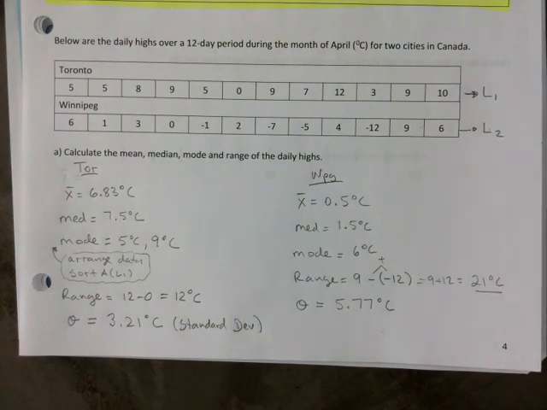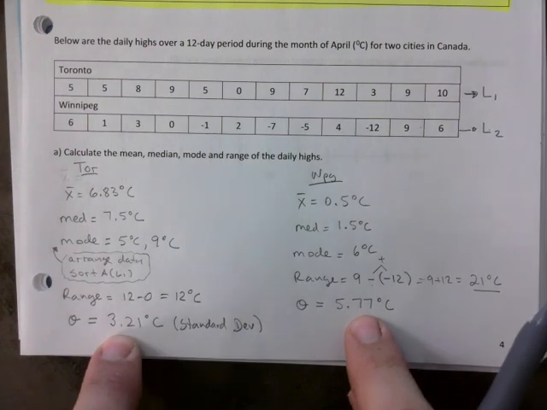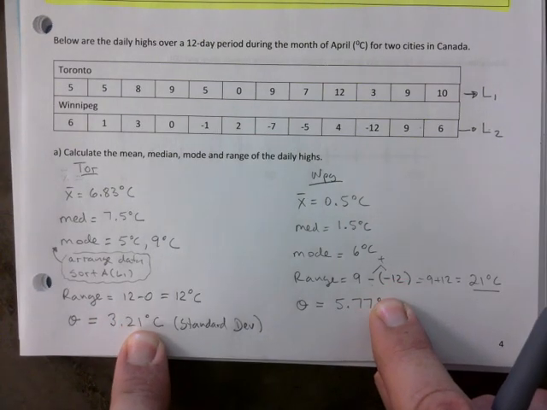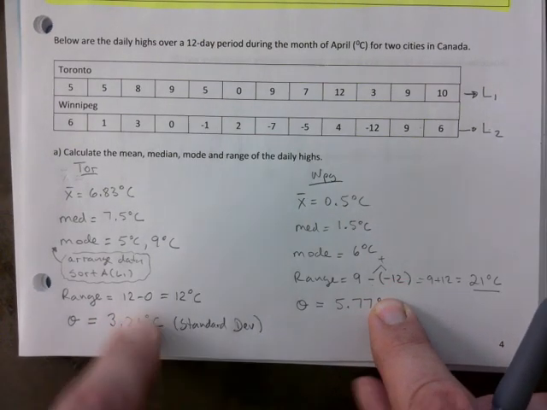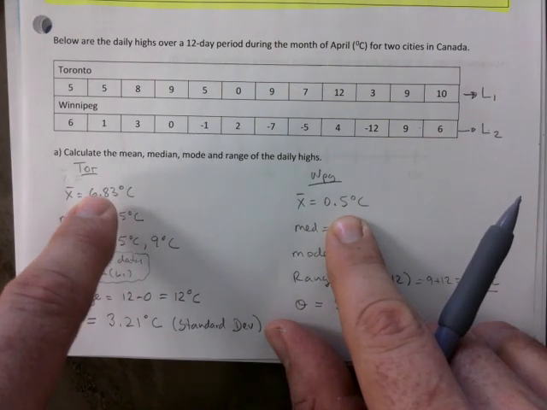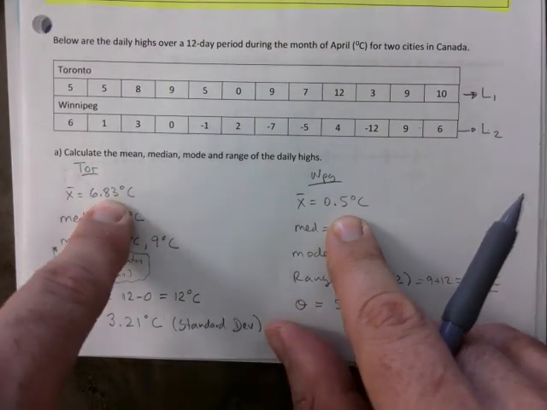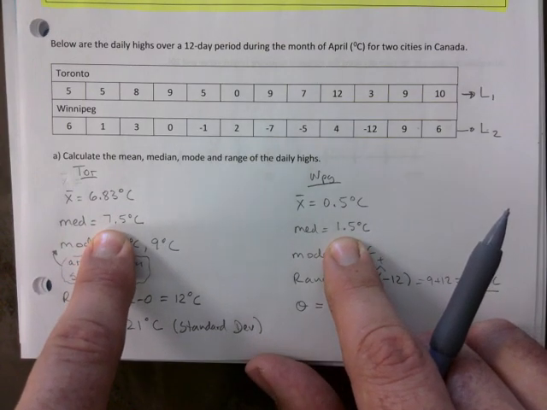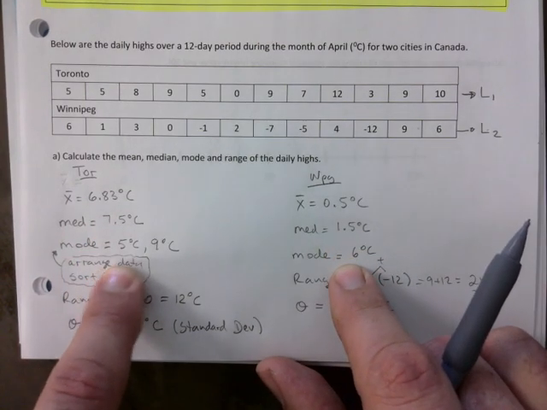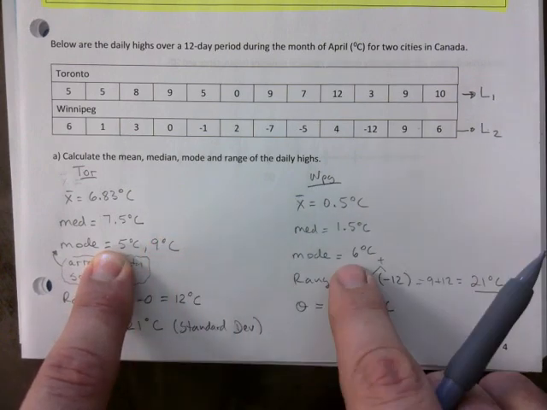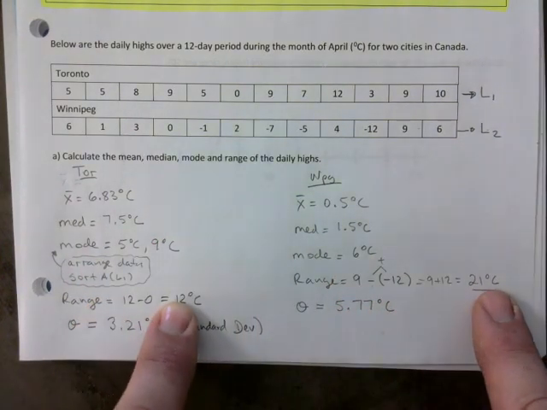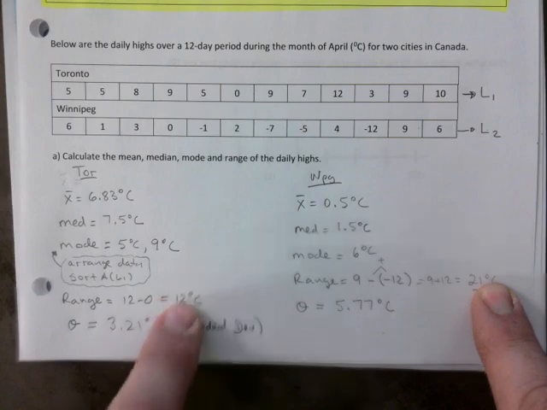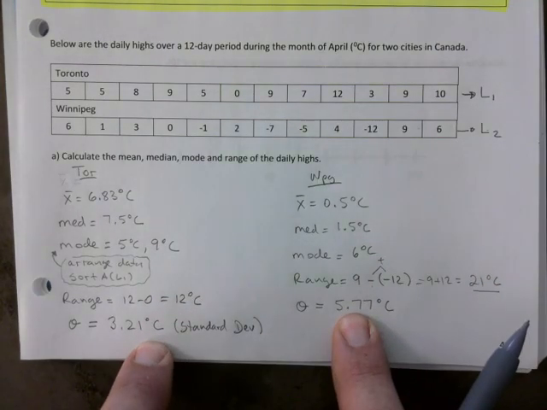There we go. Now we're going to use this information and talk about it in statistical terms. You can clearly tell that on average, Toronto is warmer than Winnipeg, right? Even looking at the median, you can tell that it's warmer. Mode would be fairly similar, but the range is much bigger here. I expected standard deviation to be bigger as well. Let's go.